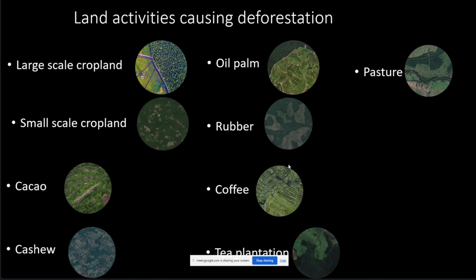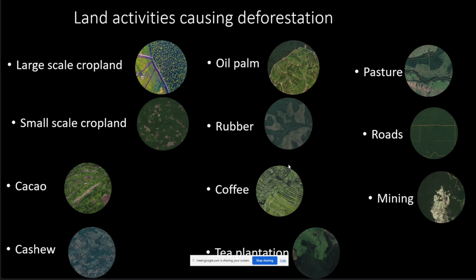But also we have pasture, where we raise animals, of course for beef, and also roads, which can be constructed for development, but also for logging activities inside the forest areas. But also we have mining activities, which take place in different parts, at least at a pantropical scale.